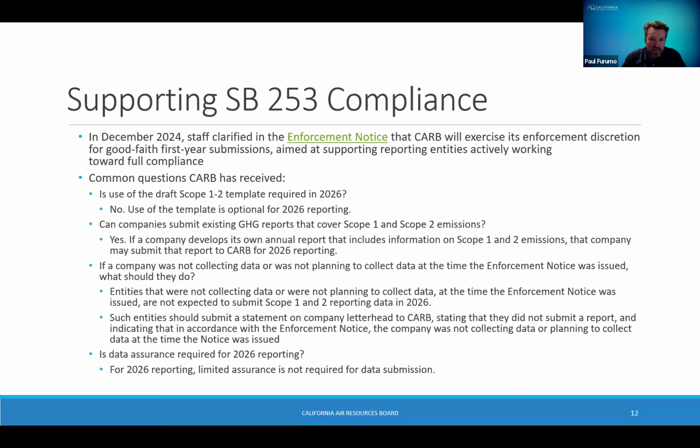If an entity was not collecting data or was not planning to collect data at the time that the enforcement notice was issued, they will not be expected to submit Scope 1 and 2 reporting data for the first reporting cycle. Instead, a company in this situation should submit a statement on company letterhead to CARB stating that they did not submit a report and indicating that in accordance with the enforcement notice, the company was not collecting data or planning to collect data at the time that the notice was issued. Consistent with the December 2024 enforcement notice and the general message of provide what you have, limited assurance is not required for data submission for the first year 2026 reporting.